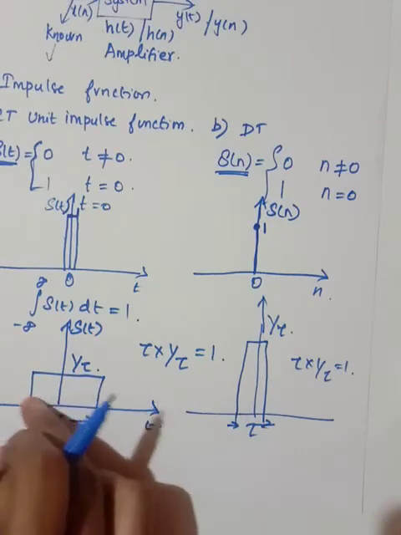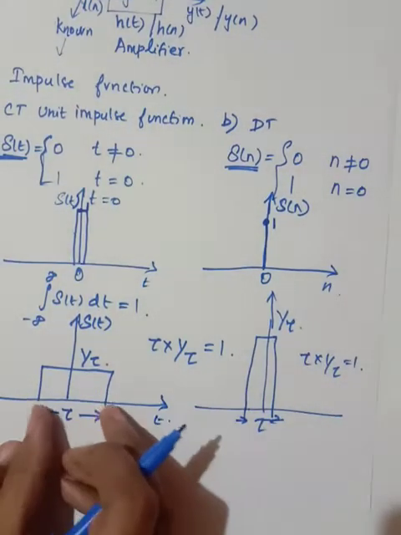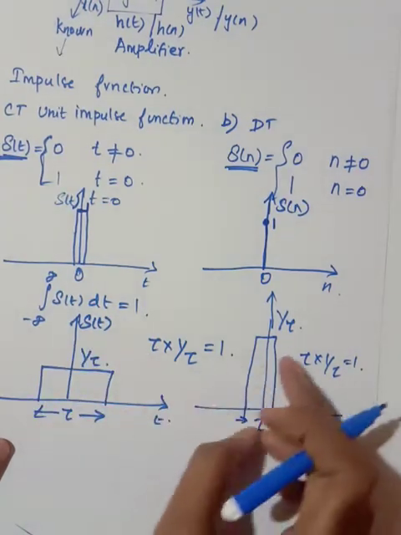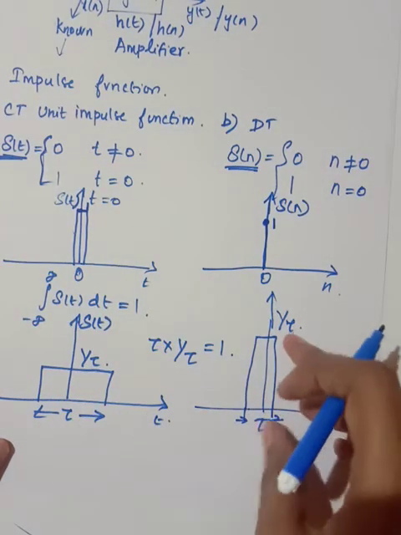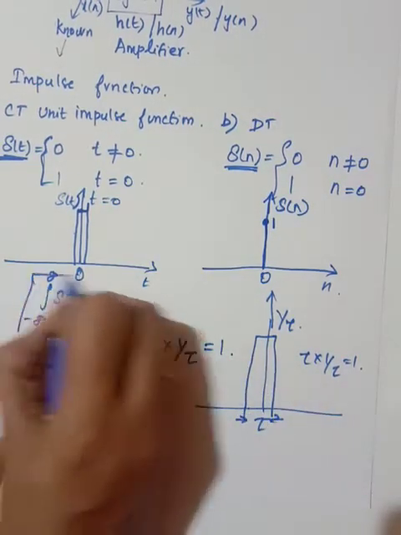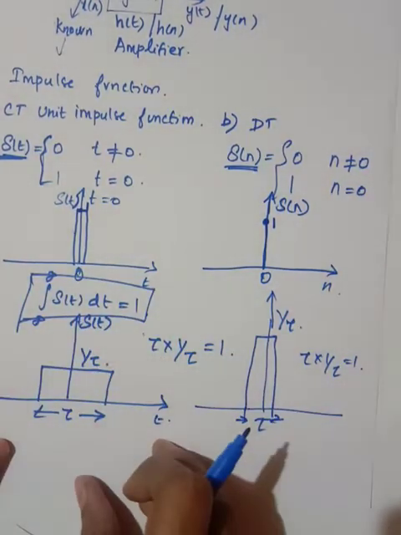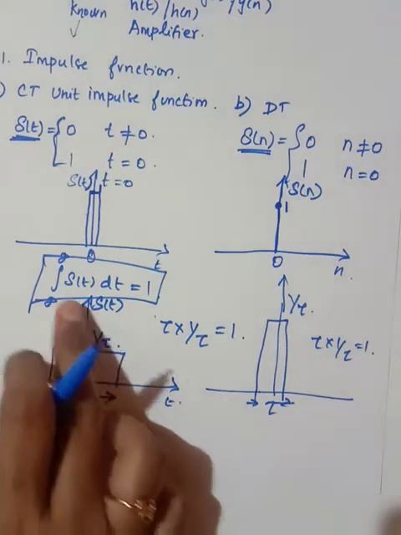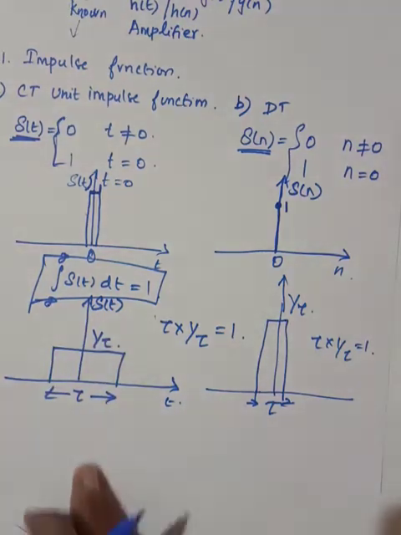That is, the area under the impulse should be 1, whether it is a broader width or a narrow width. Accordingly, the height and width should be adjusted so that the area under the impulse is 1. So this is the thing you need to know. This indicates that the total area under the unit impulse is unity.